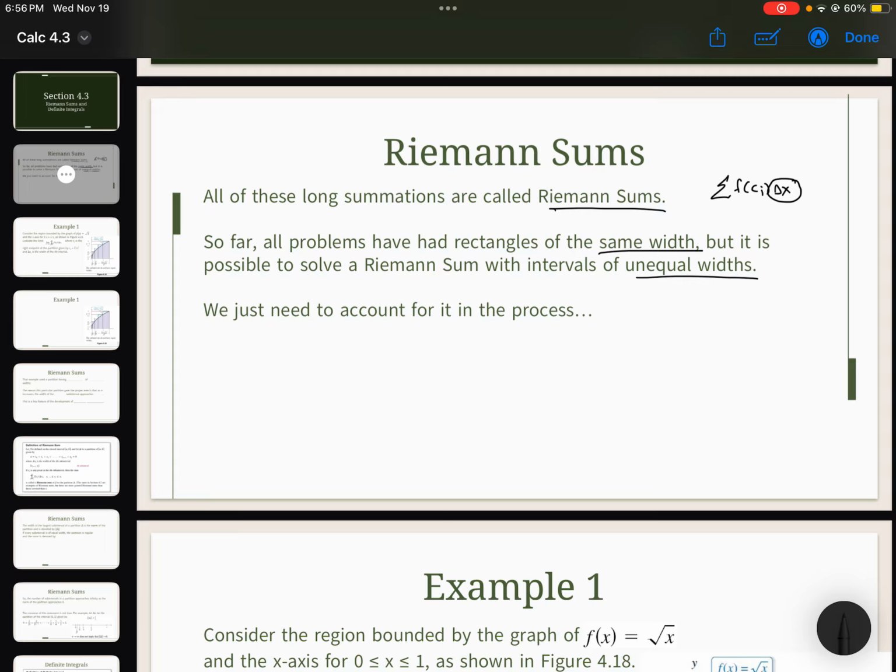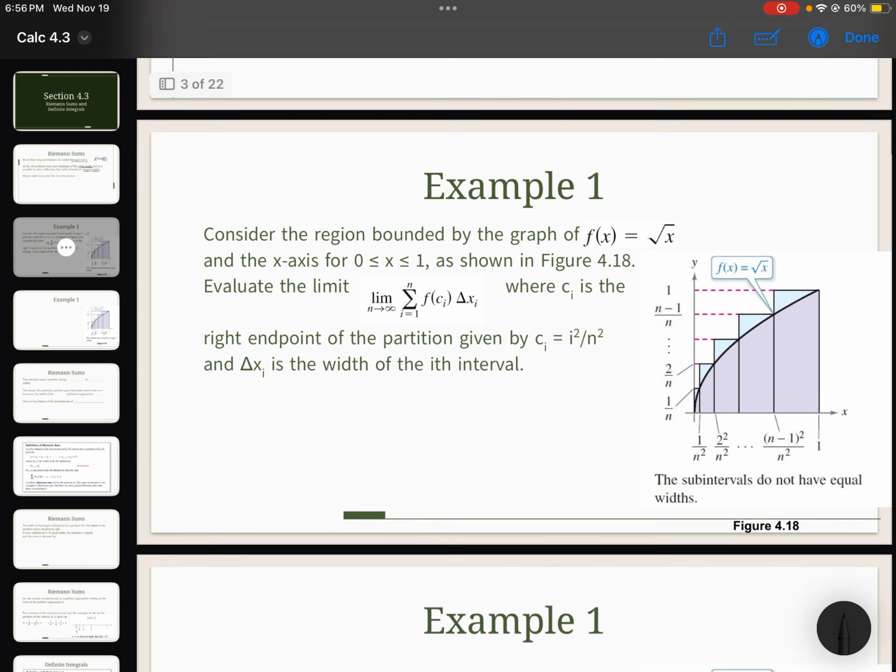This is something I want you guys to be aware of. If you want, feel free to look up section 4.3 in your textbook to get a little bit more info. I'm taking some of these examples directly from the textbook, but they might explain it differently. So we're going to do this. It's not going to play a gigantic role, but I want you guys to be aware of Riemann sums and their different possibilities. So we're going to start with this example.